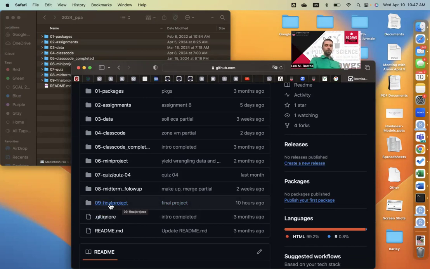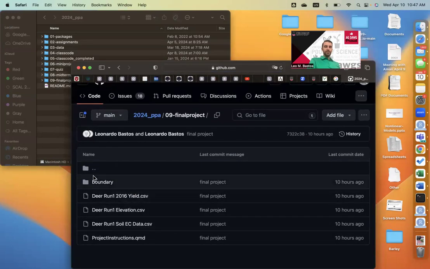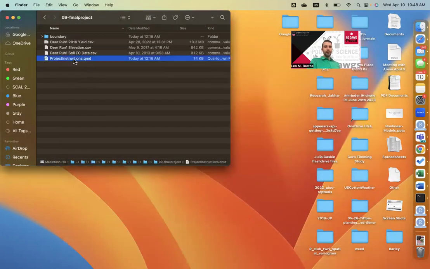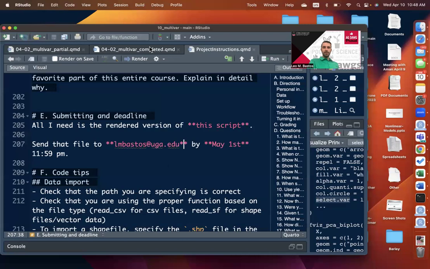You're going to have to download that to your computer. There's going to be a boundary folder, which has a shape file. It's going to have yield data from 1 year in CSV, an elevation CSV file, a soil EC CSV file, and a QMD with project instructions. So you're going to need all those files to complete the final project. I want to show you on my computer how that looks so we can go through those details. I will launch the project instructions.qmd so we can talk about it.